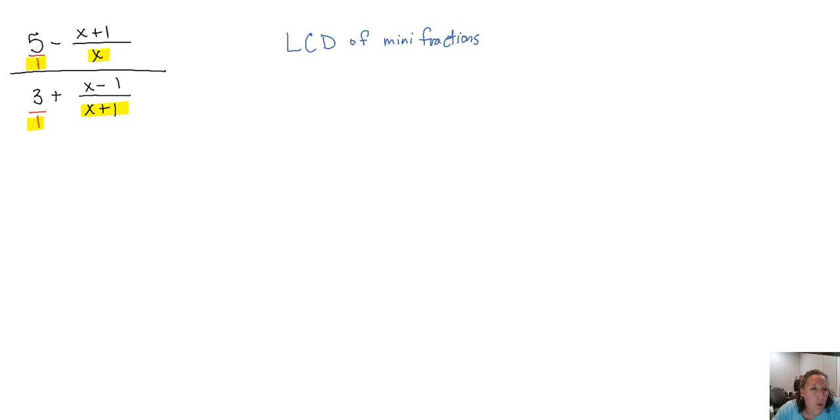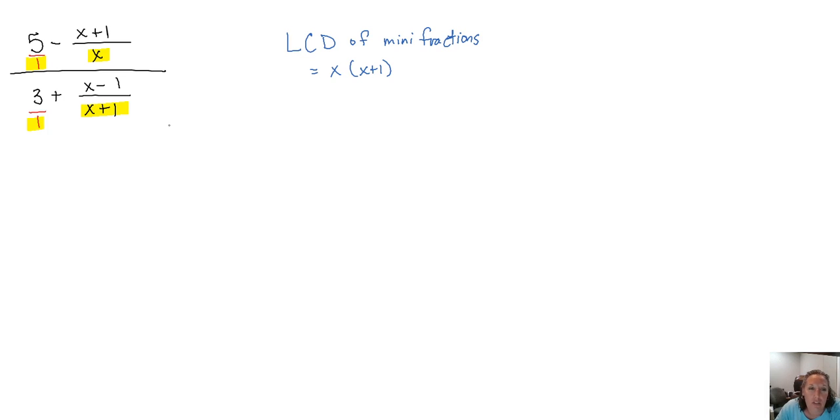So in this case, we've got a 1, an x, a 1, and an x plus 1. So our LCD of those mini fractions is 1 times x times x plus 1. 1 doesn't really do anything when we multiply by it. So x times x plus 1. What we're going to do is multiply each of those mini fractions by that LCD.